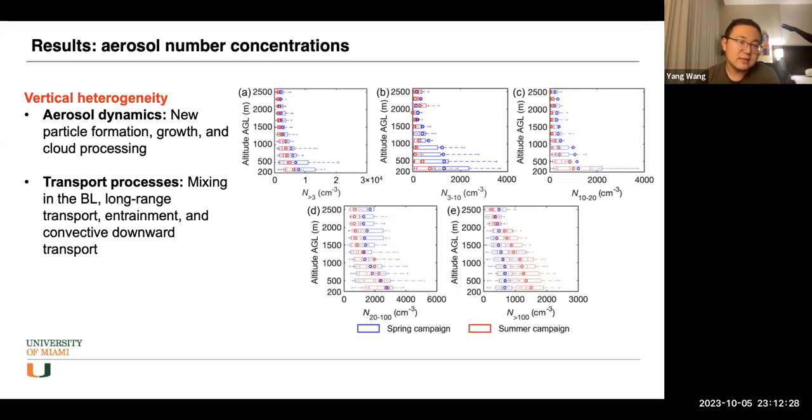So we can understand that the vertical heterogeneity of aerosols is actually caused by these various processes or dynamics. For example, the aerosol dynamics, the new particle formation and the location where it's happening, the growth of the aerosols, also the cloud processing, and transport processes can vary the vertical distribution of the aerosols. And they can include the mixing in the boundary layer, the long-range transport, entrainment, and convective downward transport. So here, due to the time limit, I will just show two example cases that are showing these interesting features in new particle formation and the convective downward transport.